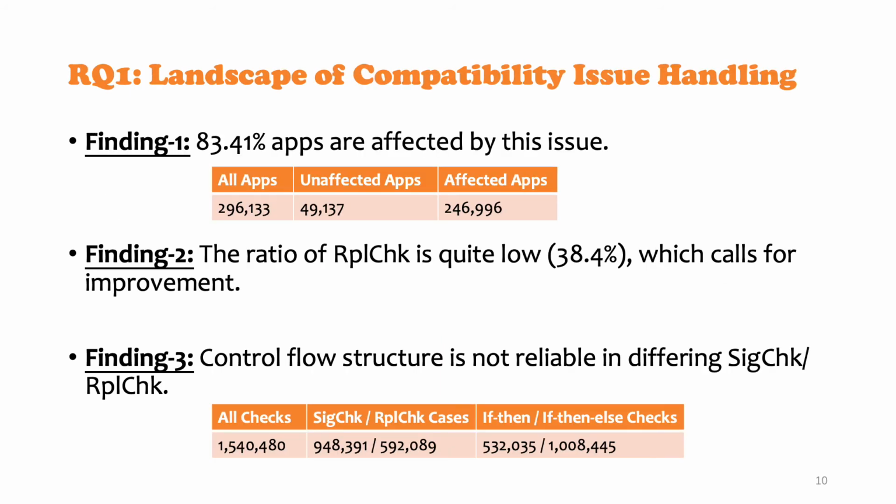In research question 1, we have 3 main findings. Finding 1 is that 83.41% of apps are affected by this issue. This result shows that compatibility issues are indeed prevalent in Android apps. Finding 2 is that the ratio of replacement check is quite low, which calls for improvement. Finding 3 is that control flow structure is not reliable in differing single check and replacement check. Our tool is necessary for replacement check classification.